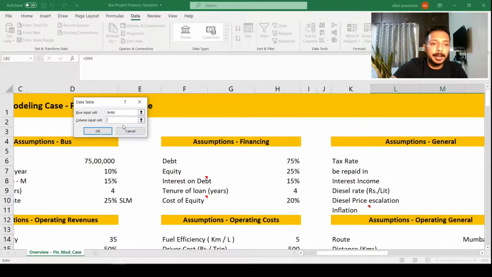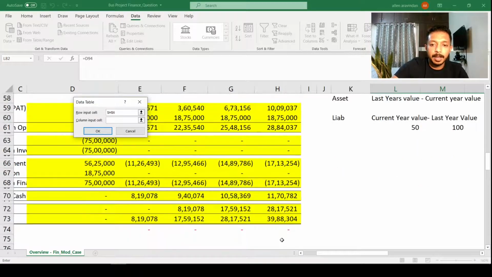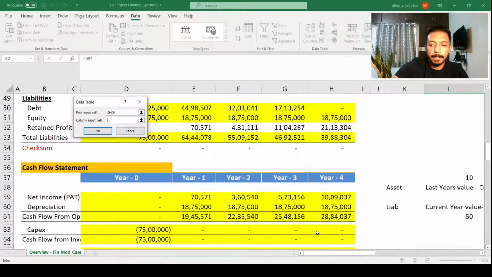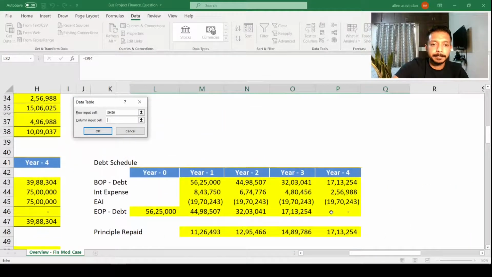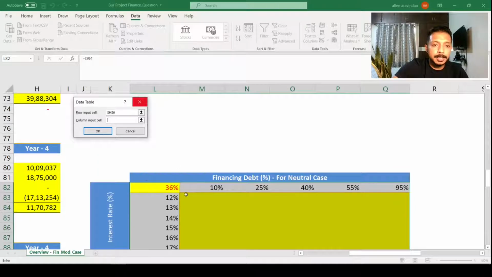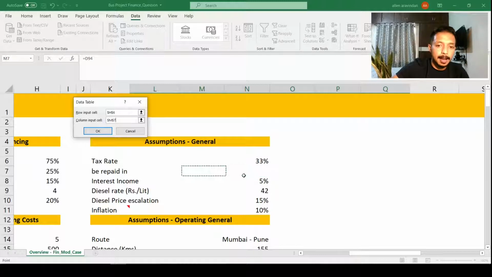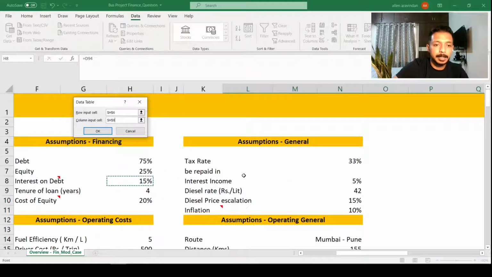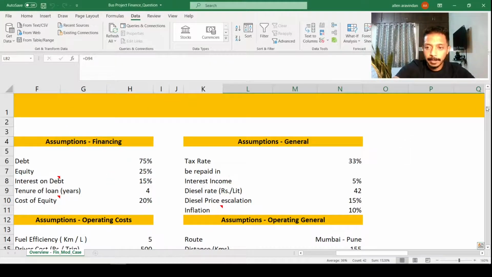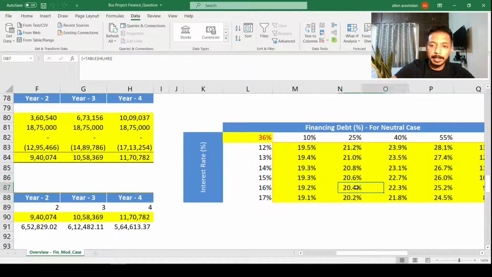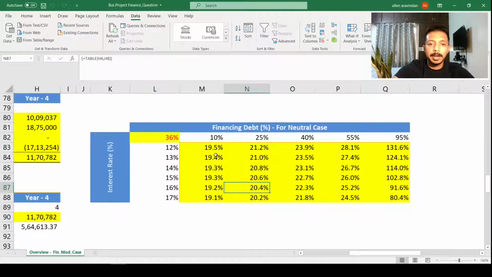And the column input, if you see out here, is the interest rate, if I'm not wrong. So this is the interest rate, right? Again, the original assumption is written out here. So now we have told Excel exactly what is there in our matrix and how the original calculation was done. Now press OK and you should have the sensitivity values, right? Excel would have repeated that calculation multiple times and given you various answers.